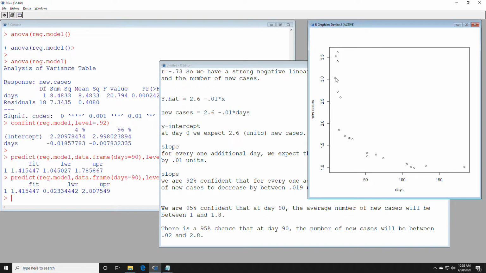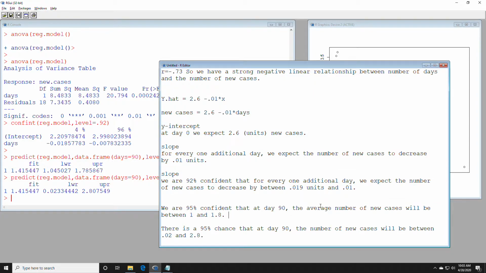Okay, so I guess to make this make sense, we have multiple data points here. What these might be is, say, large cities. We have different large cities, and we're seeing the number of new cases at different time intervals. So when we think about the average, over all the large cities, then we expect on average the number of new cases to be between 1 and 1.8.